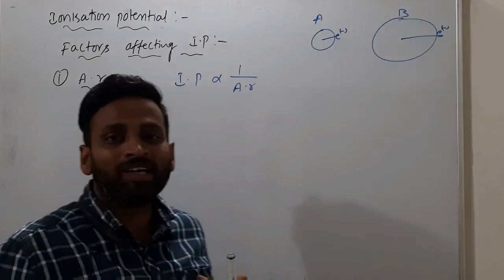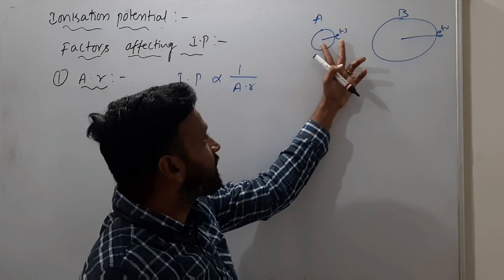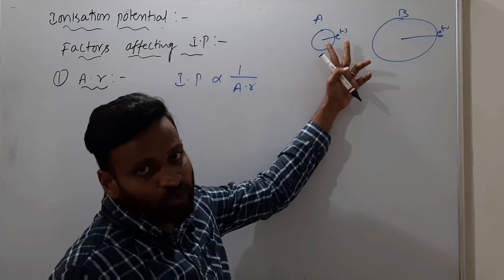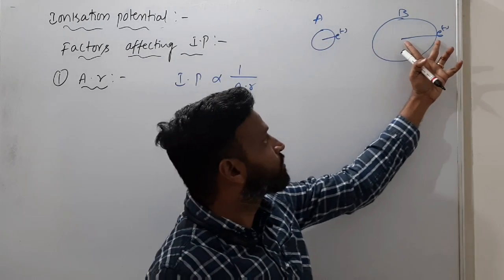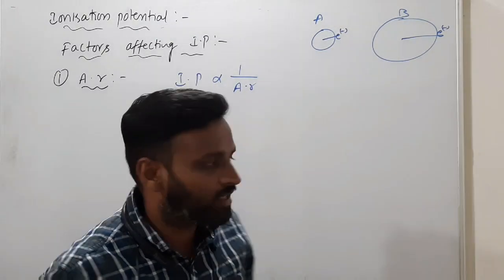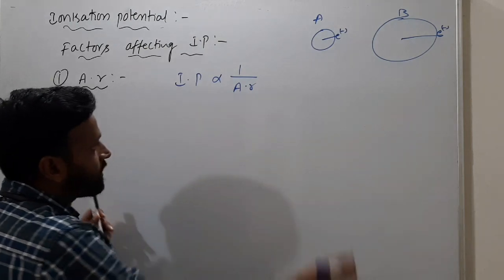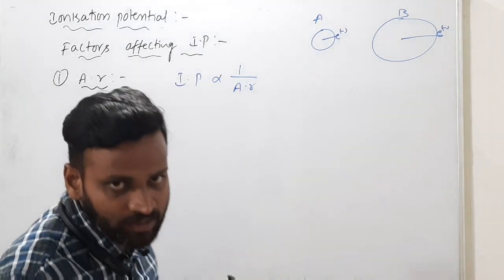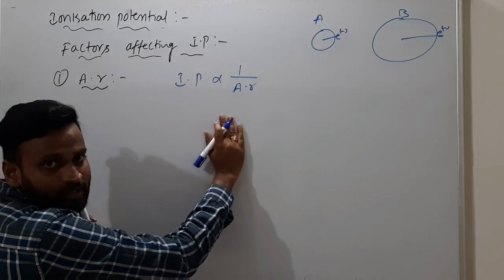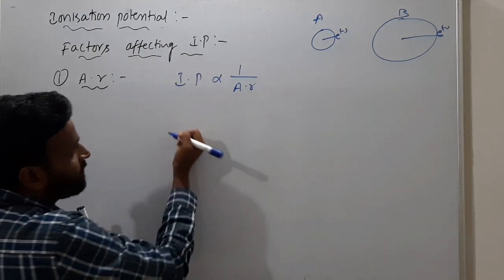From which atom can you remove the electron easily? Here distance is less, attractions are more, so you cannot remove the electron. Here distance is more, so attractions are less, so you can easily remove the electron. So the ionization potential is inversely proportional to atomic radius. Very important. Got it clearly? Means if radius is more, IP is less.